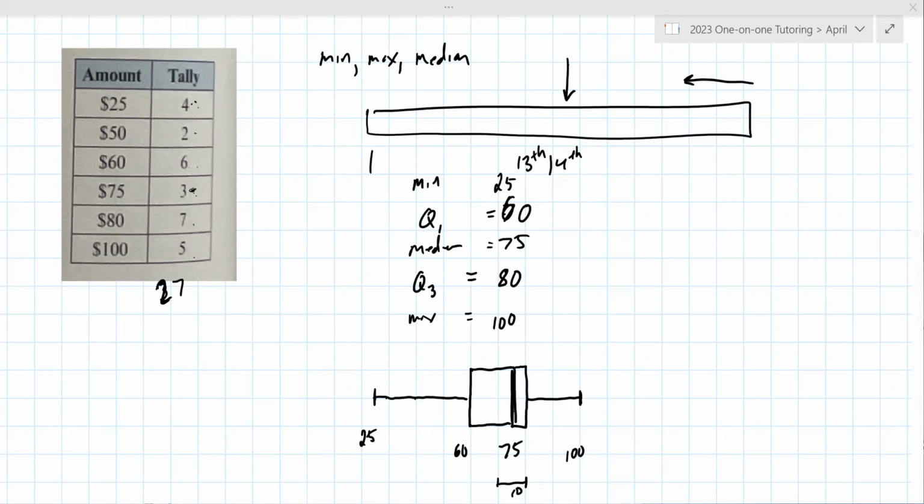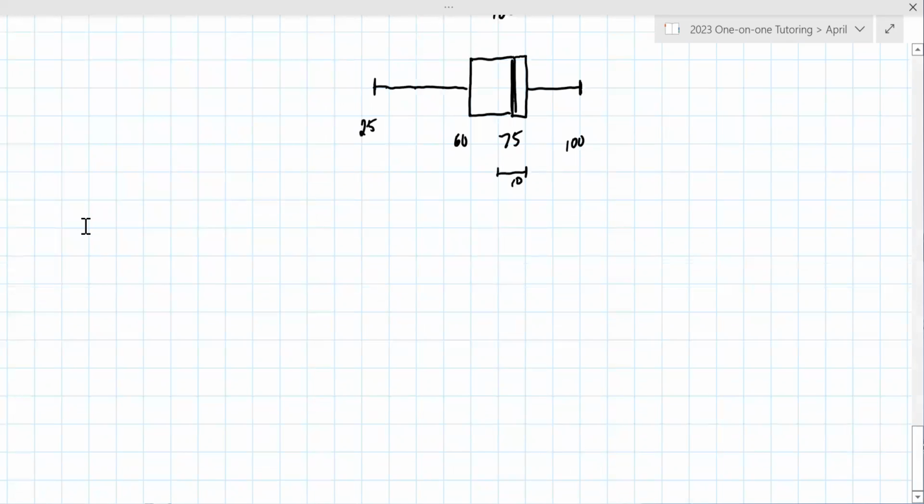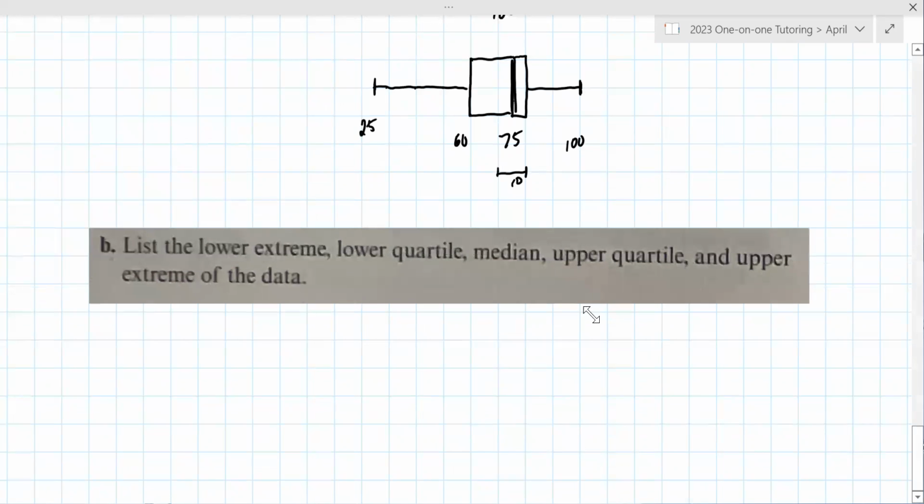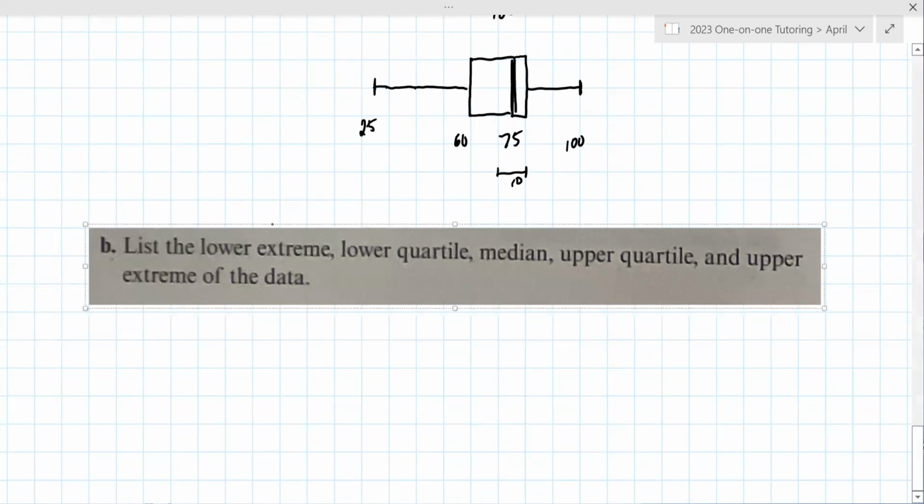Yeah, so we've actually done that here, and I'll label those for you. Usually you do that part first, so you can't do the box anyway. The lower extreme is the min. The lower quartile is what's called Q1. Upper quartile is Q3, and upper extreme is the max. So we have all those: 100, 80, 75, 60, and 25 there for those.